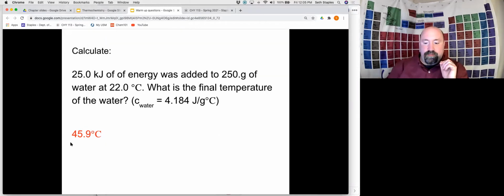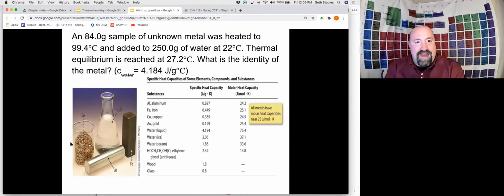In our last problem, we have an unknown sample of metal, so we don't know what this metal is. We heat it up, we drop it into some water, and when we drop it into water, the two of them eventually reach a thermal equilibrium and stabilize temperature. And so we want to find out the identity of this metal. So we went through problems just like this in the last lecture. And so to give you the hint, what you need to do here is find the specific heat of the metal and then use the table to identify what the metal is. So go ahead and pause the video now. See what you can do.